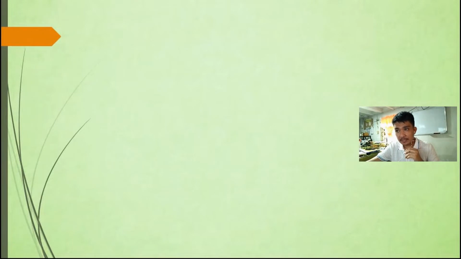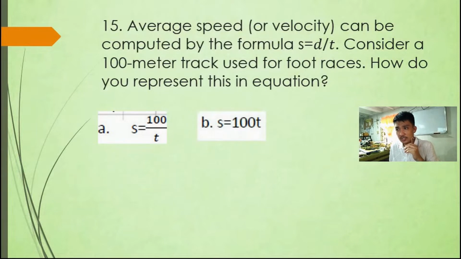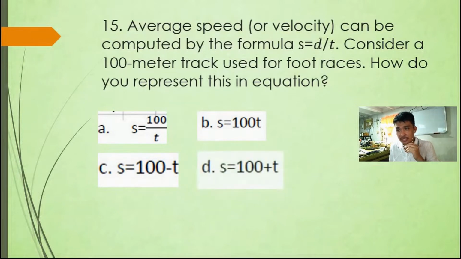Number 15. Average speed or velocity can be computed by the formula S is equal to d over t. Consider a 100-meter track used for foot races. How do you represent this equation? Letter A, S is equal to 100 over t. Letter B, S is equal to 100t. Letter C, S is equal to 100 minus t. Or letter D, S is equal to 100 plus t. Now the answer is letter A.